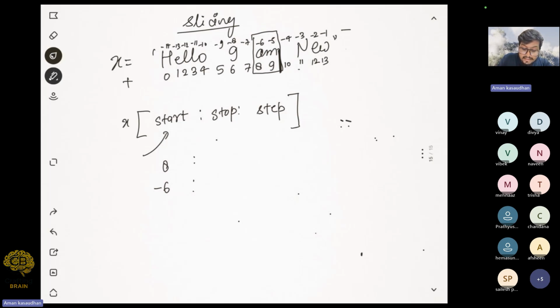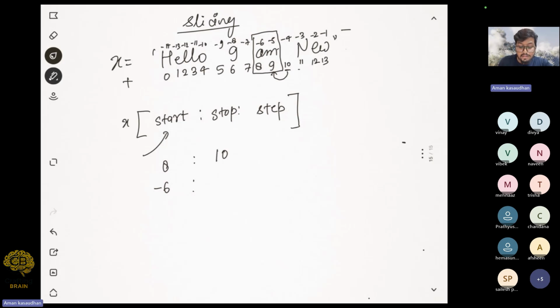So for getting the data up to this 9, what do I need to pass as the stop position here? Stop position, tell me. I will pass 10 here. Why will I pass 10? Because if I pass 10 here, then only Python will get the data up to the ninth character. It will always do n minus 1.